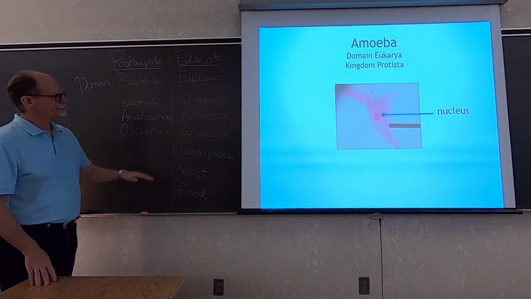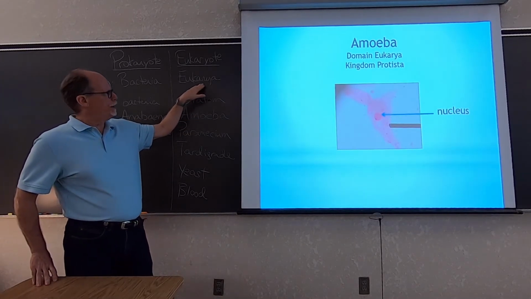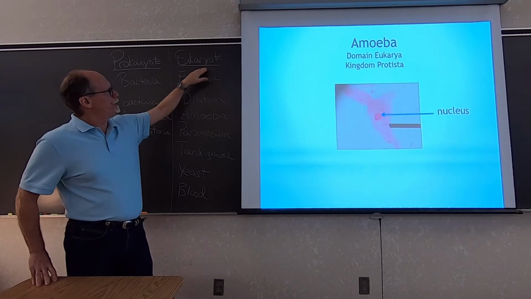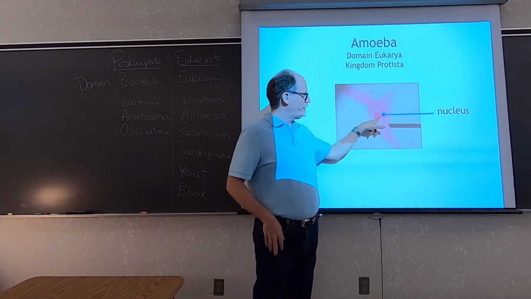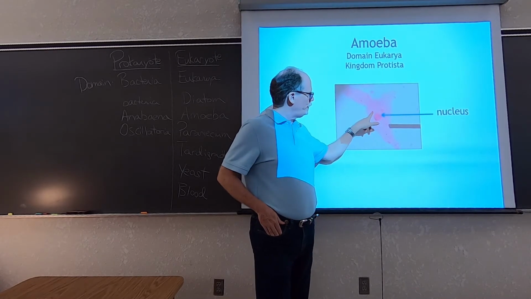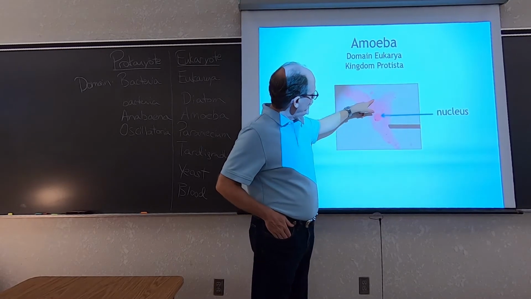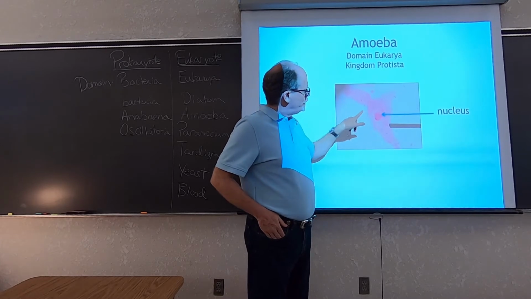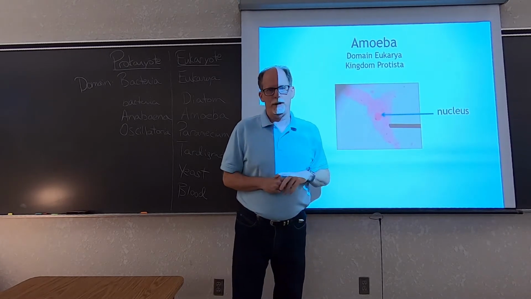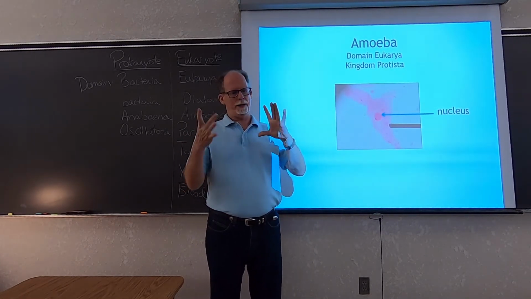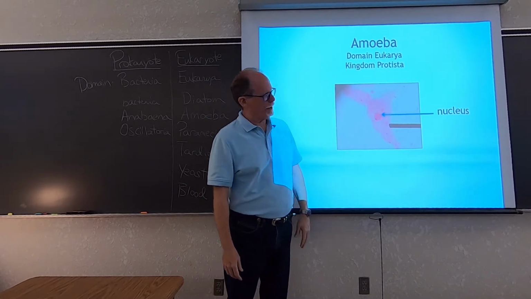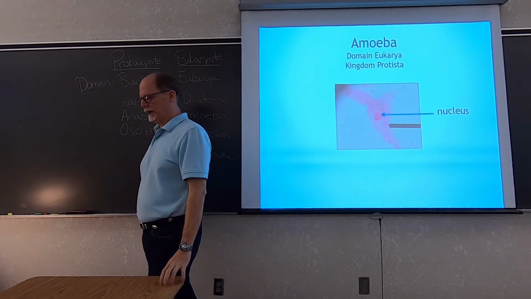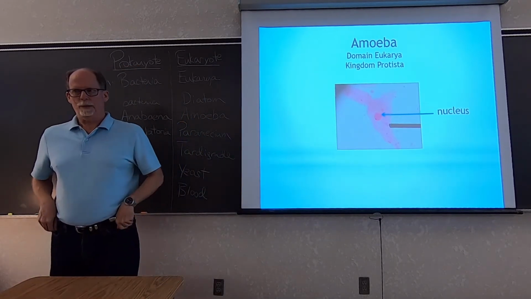Then an amoeba is a eukaryote. In the Eukarya domain, it's considered a eukaryotic organism. And in this figure, you can actually see the nucleus, right? That's the nucleus, and then this is the cytoplasm. So the shape of this organism can vary. It can be all sorts of different shapes. It's not consistent.